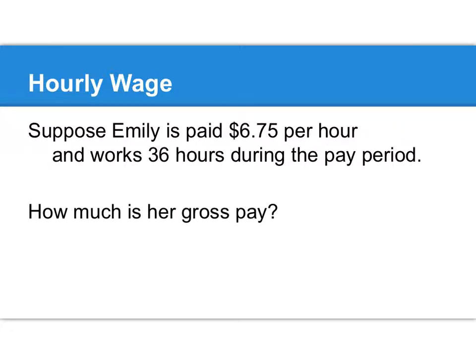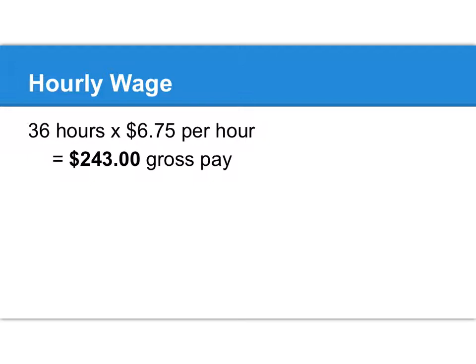And let's do an example of that. Suppose that Emily is paid $6.75 per hour, and she works 36 hours during the pay period. How much is her gross pay for that pay period? If you said $243, you're correct. We'll take the 36 hours that she worked, multiply by $6.75 per hour. She's making $6.75 for each and every hour that she works, for a total of $243.